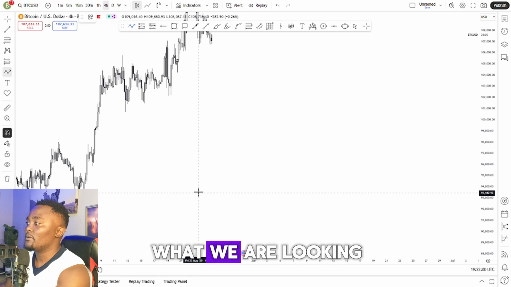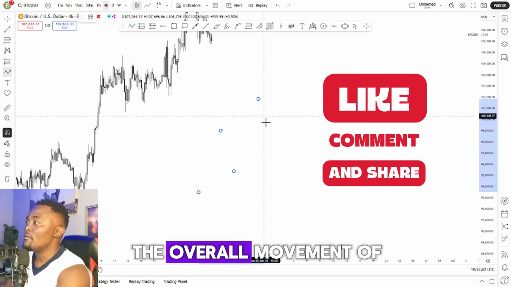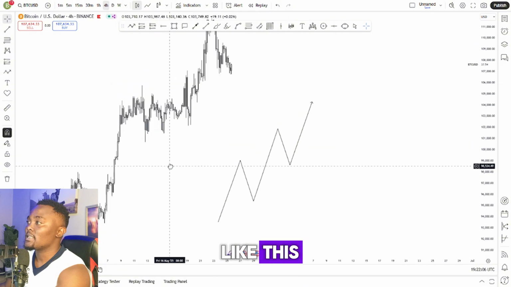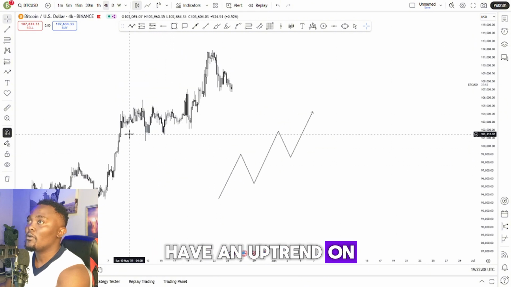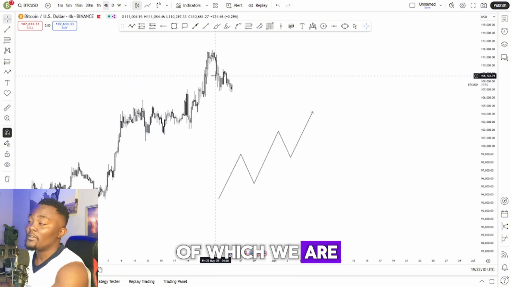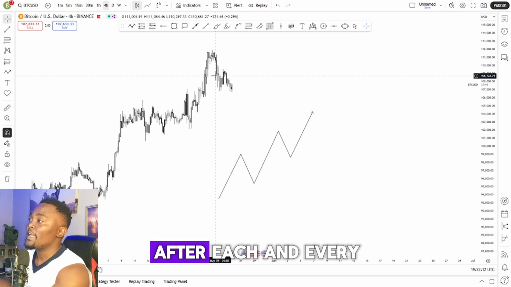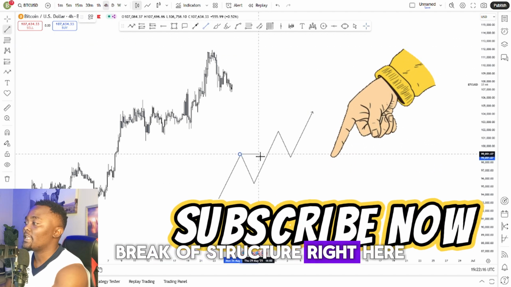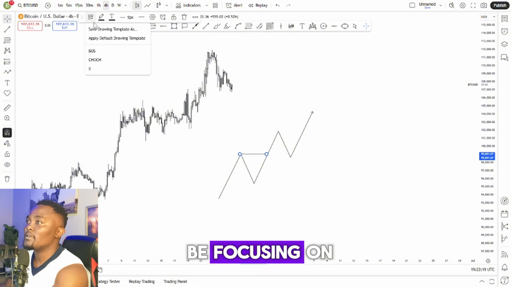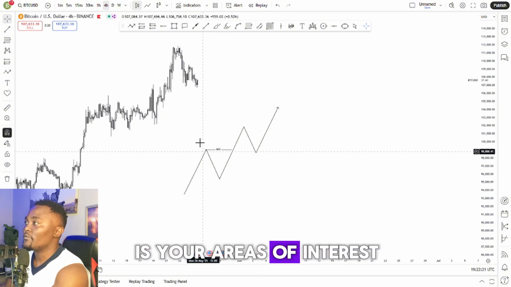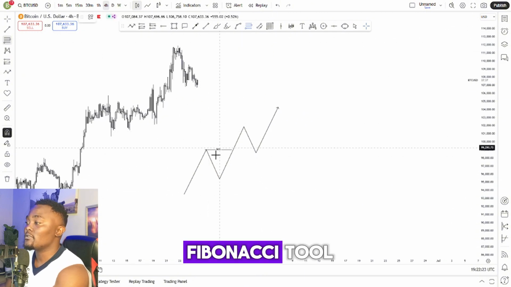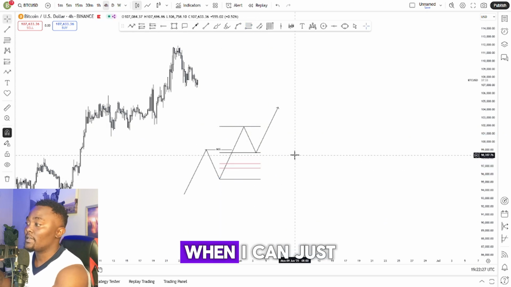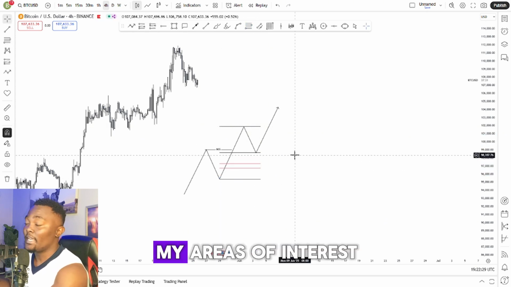And basically what we're looking for is the overall movement of the market. So let's say maybe we have an uptrend like this, and then we clearly have an uptrend on BTC USD, of which we're looking for buying opportunities after each and every break of structure. So let's say maybe we have this break of structure right here. What you need to be focusing on is your areas of interest. So I use the Fibonacci tool, from the low up to the high. Then after that is when I can get to my areas of interest.